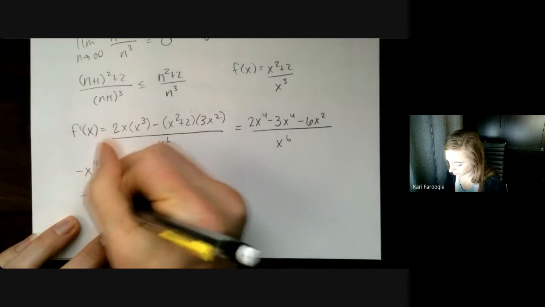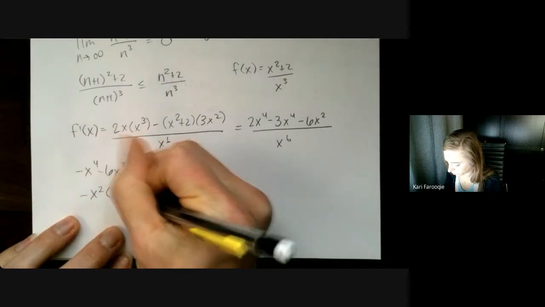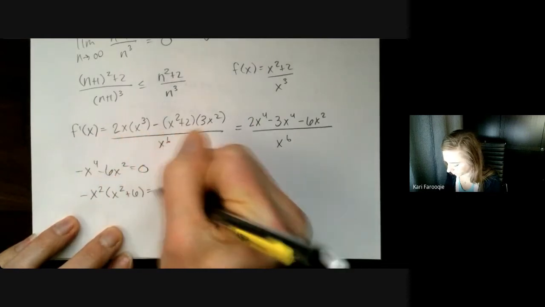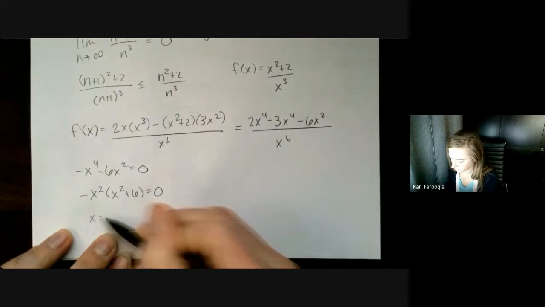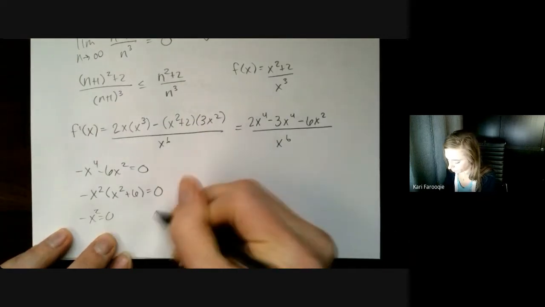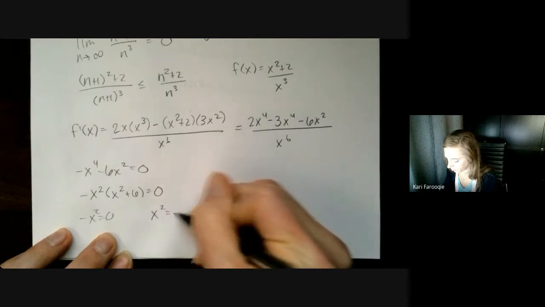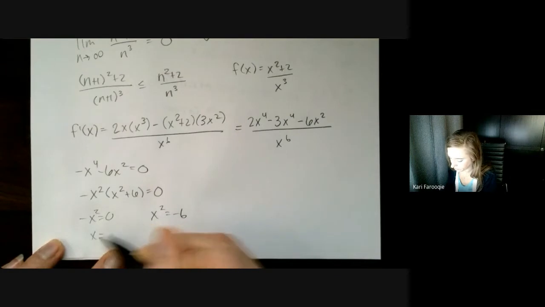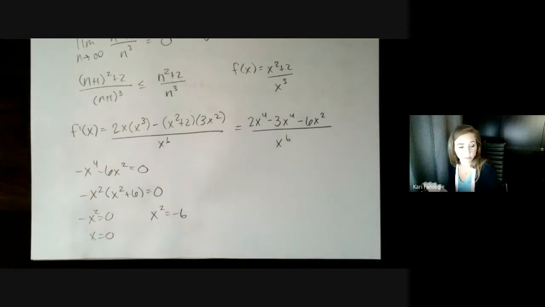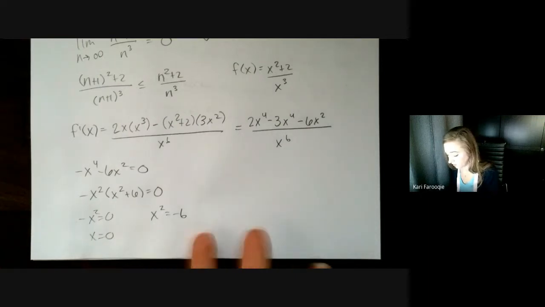So you can take out a negative x squared, and that will leave you with x squared plus 6 equals 0. And then you'll have negative x squared equals 0, or you'll have x squared equals negative 6. Now, in this case, x equals 0, again, is not really going to make a difference to us normally, but you're going to see why it actually sort of matters in this case.